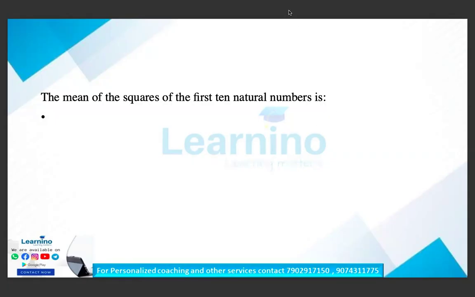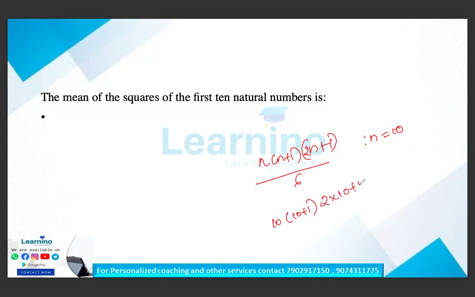Sum of the squares of first n natural numbers will be n into n plus 1 into 2n plus 1 by 6. So if here n equal to 10, then 10 into 10 plus 1 into 2 into 10 plus 1, by 6. That is equal to 10 into 11 into 21 by 6.